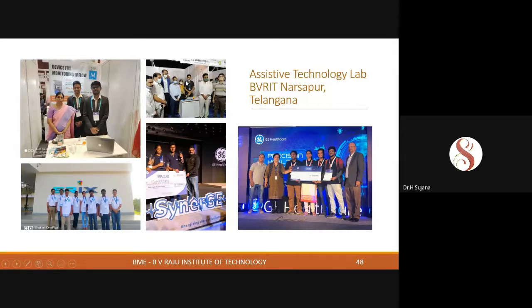So this is all our college team here. You see our principal sir, we were there. And we also got shortlisted for BioAsia in the startup stage. These are our students from the Assistive Technology Lab, and our faculty are also here. They participated in Smart India Hackathon. In a few hackathons, they have won prizes.